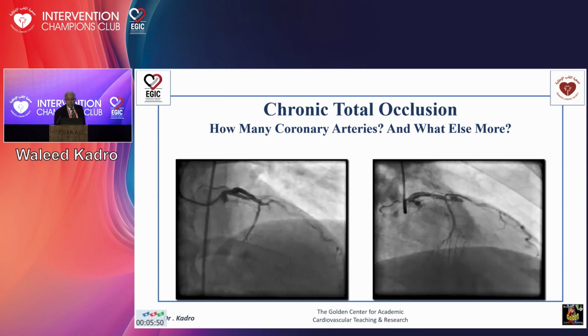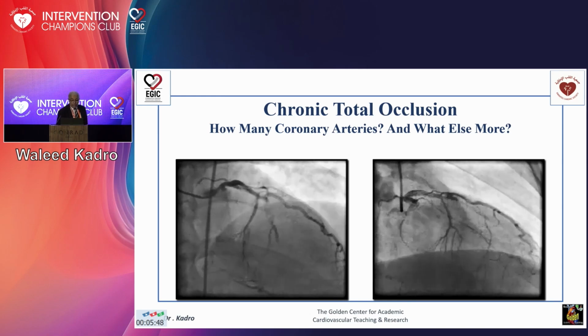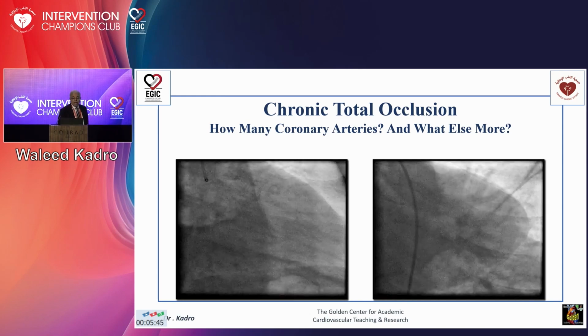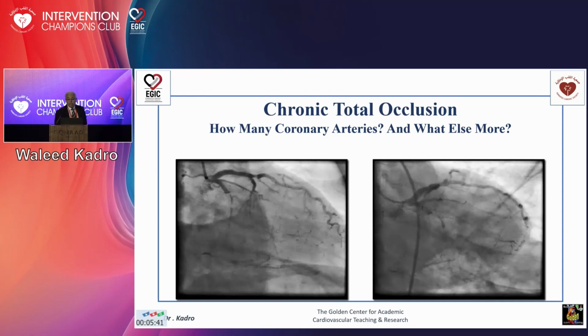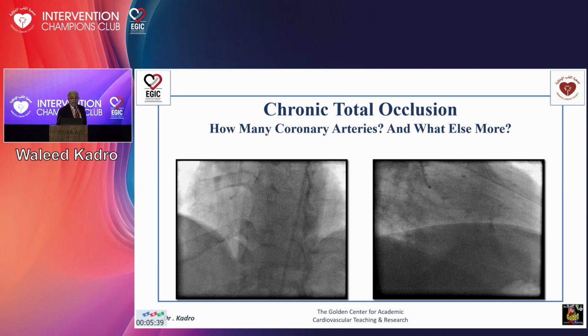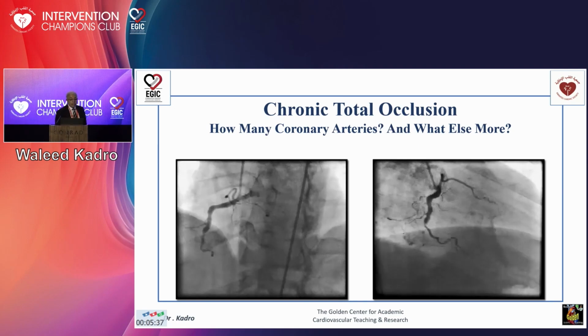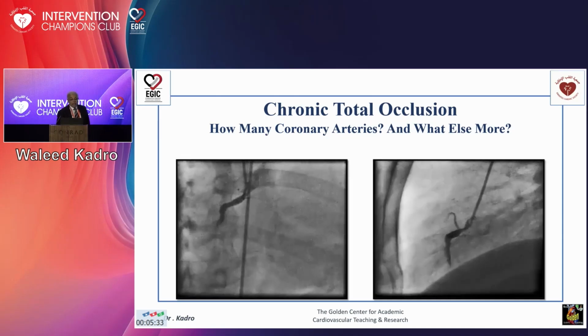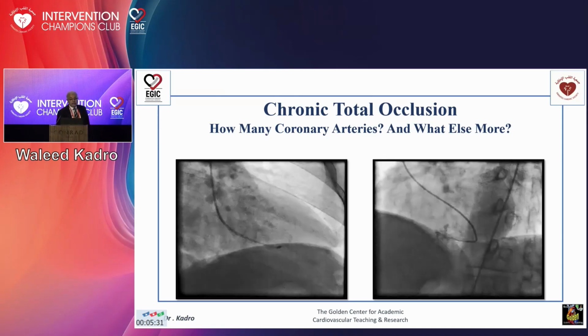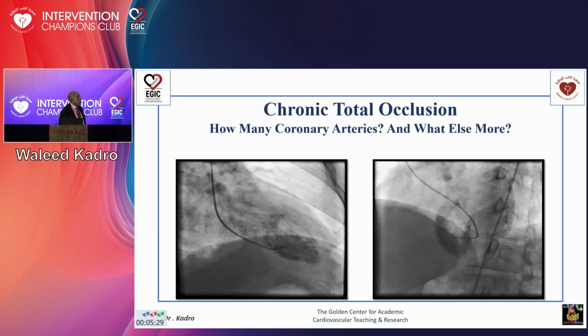This is his LAD. You see the total occlusion in the LAD. And this is his circumflex. You see the total occlusion in the circumflex and the obtuse marginal one. And this is his right coronary artery. You see the total occlusion in the mid-RCA with bridging collateral. And this is his LV function, which is okay.